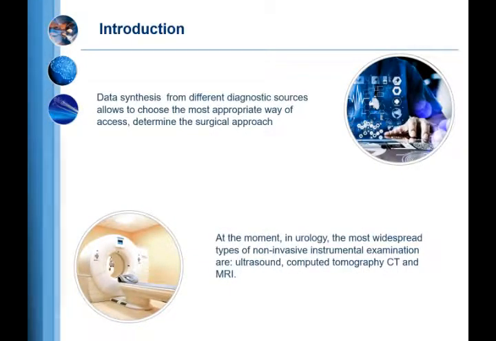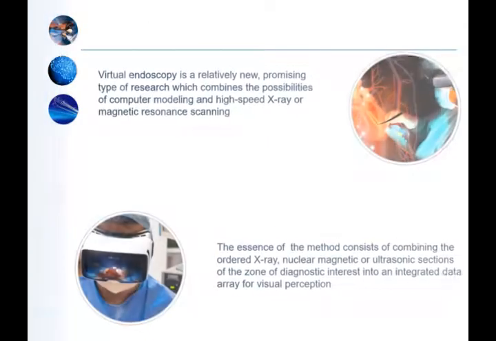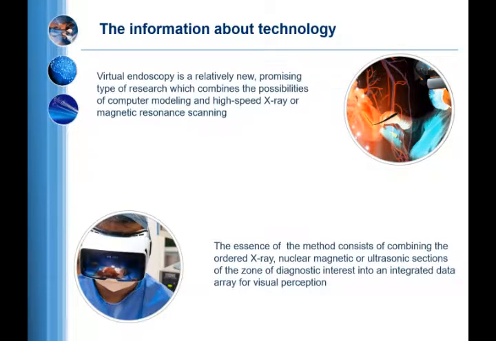Choosing the correct surgical approach and forecasting possible problems and complications takes a dataset gathered from various sources. Virtual endoscopy is a relatively new, promising examination method. It combines the best computer modeling and high-speed X-ray or magnetic resonance scanning have to offer. By the middle of the 90s, the principles of 3D visualization of internal organs using data from CT, MRI or ultrasonography were established.